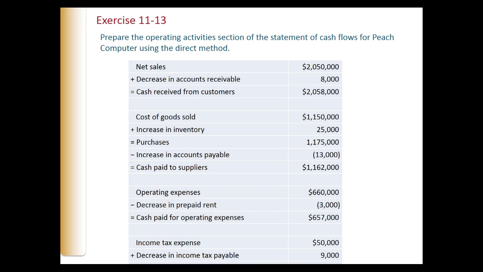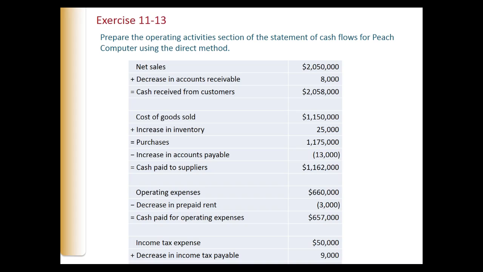Let's look at an example. So we're going to prepare the operating activity section of the statement of cash flows for Peach Computer, and we're going to do it using the direct method. So what we're going to do here is, as you see, we're going to take the net sales and we're going to add the decrease in accounts receivable to show us the cash that was received from customers.